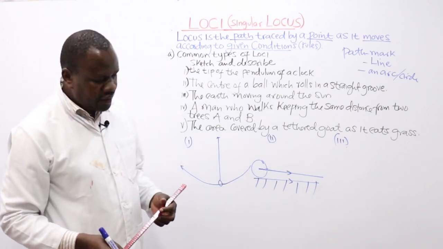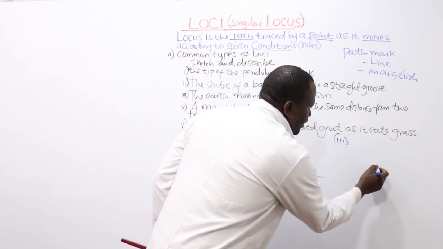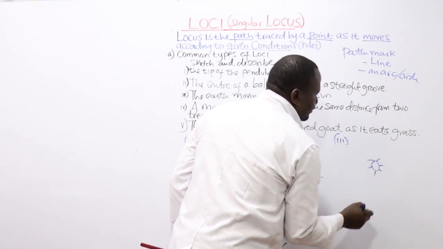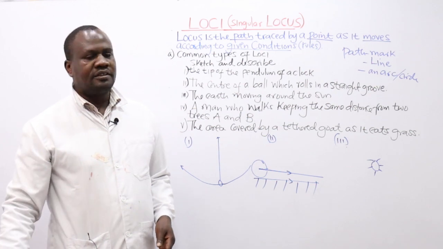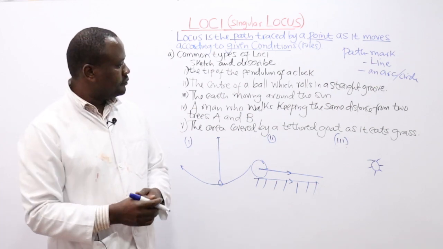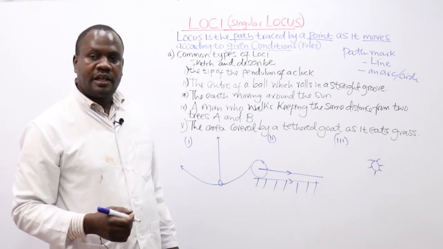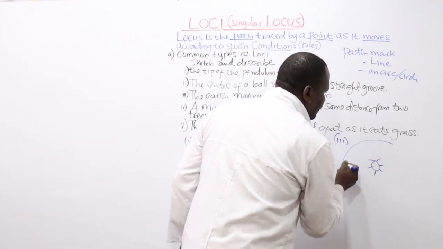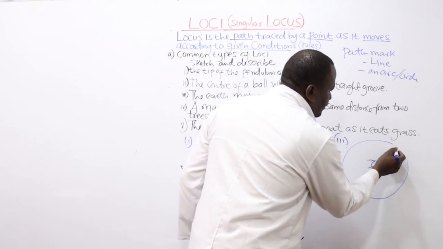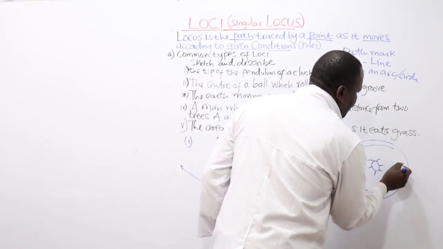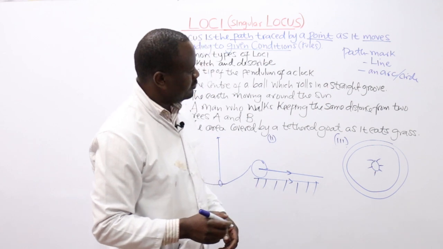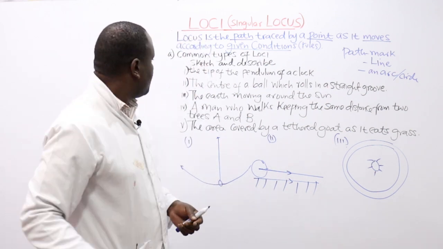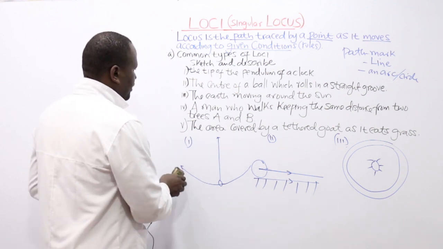Number 3, the earth moving around the sun. Now, the sun is stationed at a certain point, very far. So the earth goes round the sun. There is what we call the orbit. And it is not completely spherical, round, something like that.